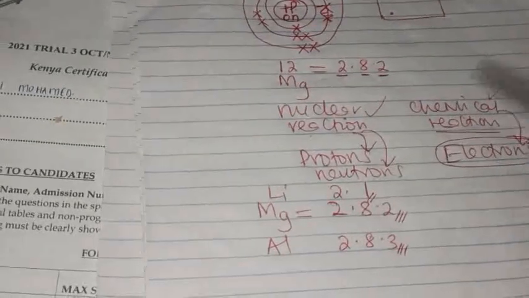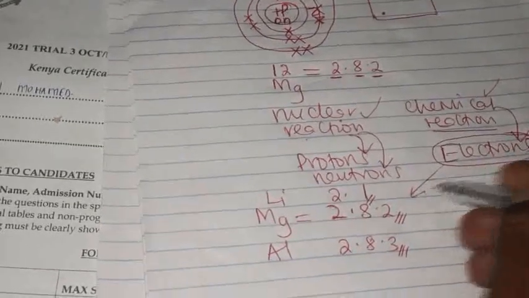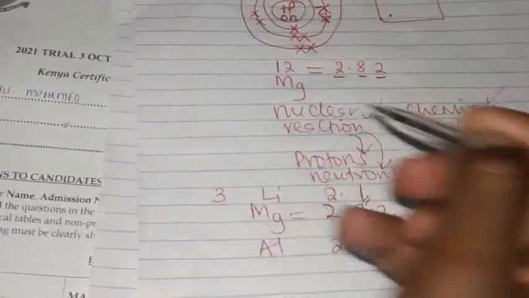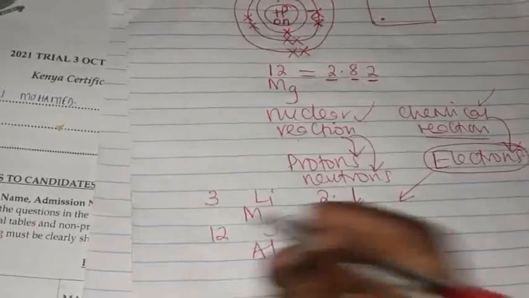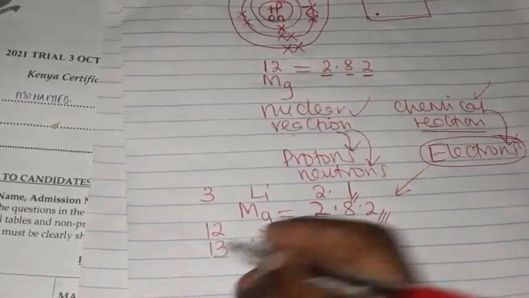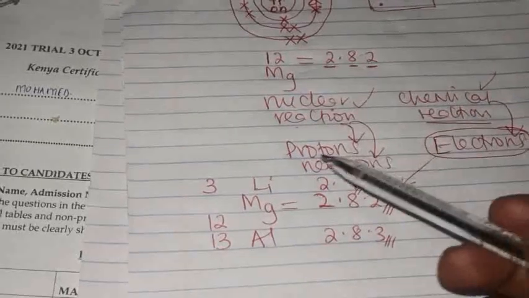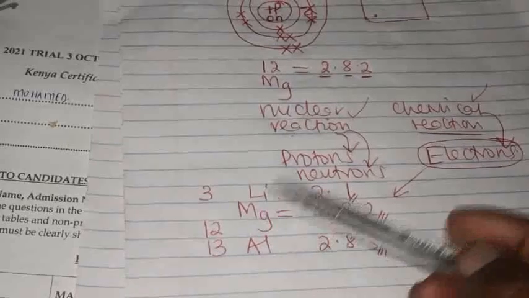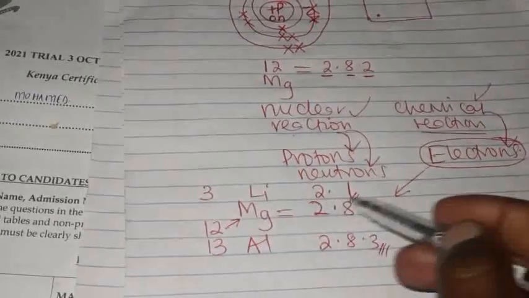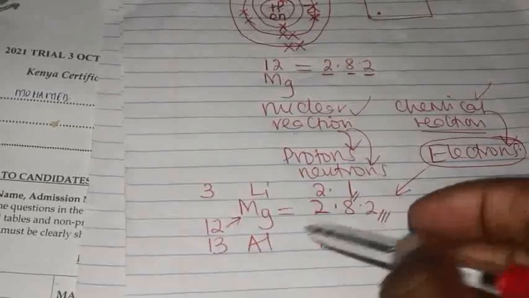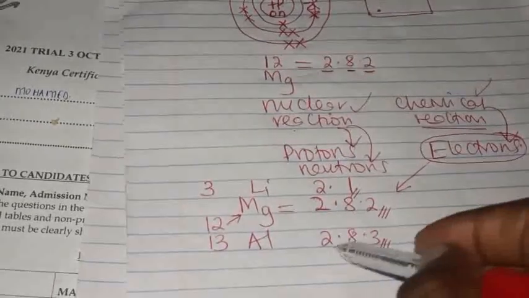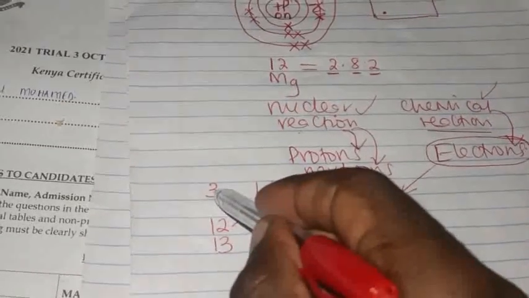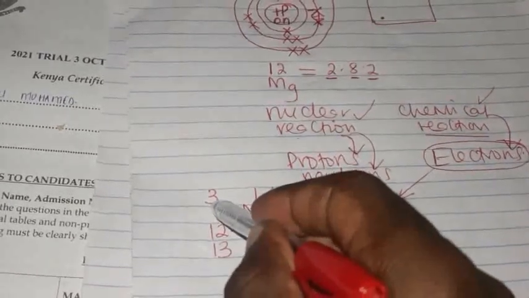An example can be this: a chemical reaction that only involves electrons. For example, lithium is number 3, magnesium is number 12, and aluminium is number 13 as far as the atomic numbers are concerned. So the electron configuration of lithium is 2,1. The electron configuration of magnesium is 2,8,2. And the electron configuration of aluminium is 2,8,3. So if I say 2 plus 1, it must give me the number of electrons, which is 3, or the atomic number for that matter.